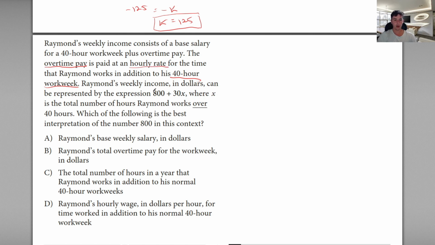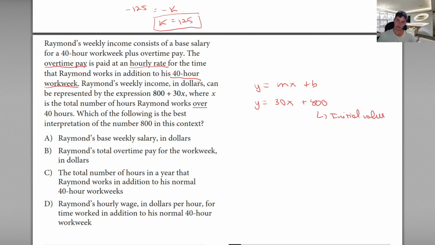Raymond's weekly income in dollars can be represented by the expression 800 plus 30x, where x is the total amount of hours Raymond works over time, right? Over 40. So we know it's the slope. Which of the following is the best interpretation of the number 800 in the context? So we know that y equals mx plus b, right? We know that y equals, in this case, 30x plus 800. So we know that 800 is the initial value.